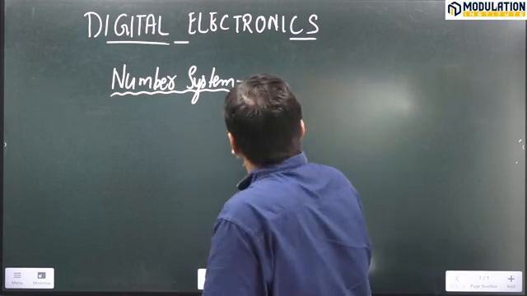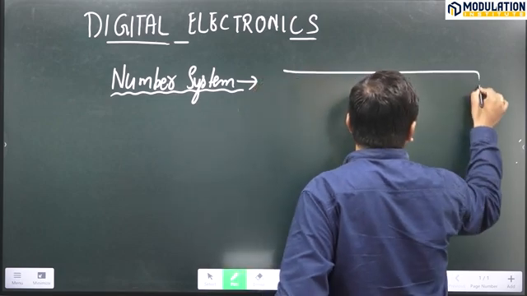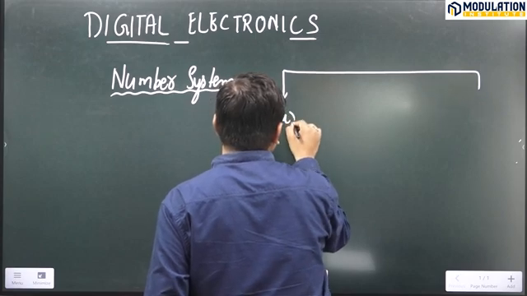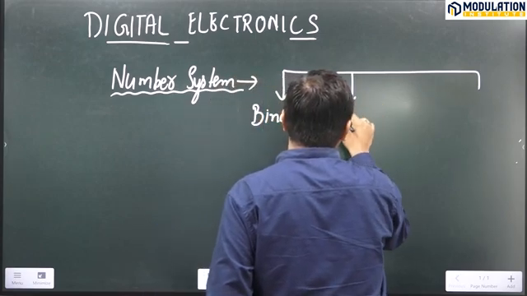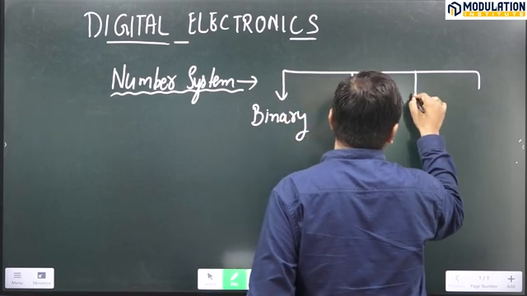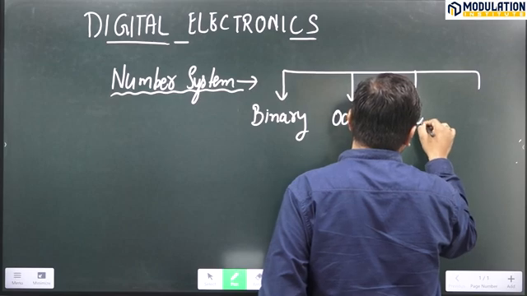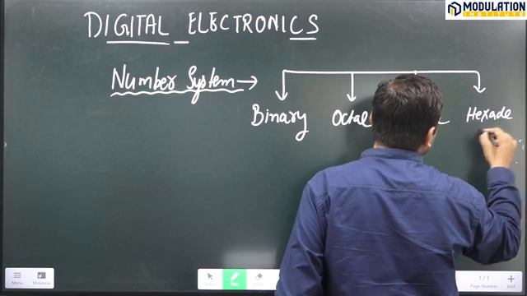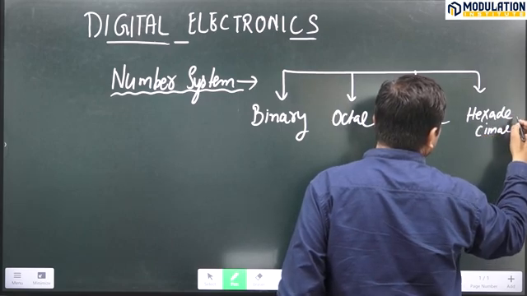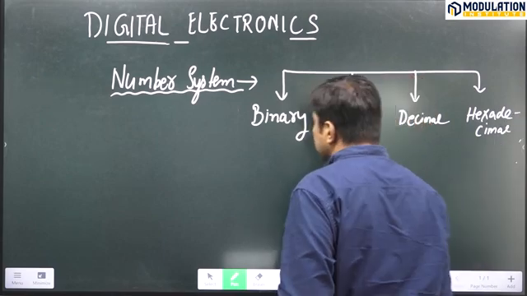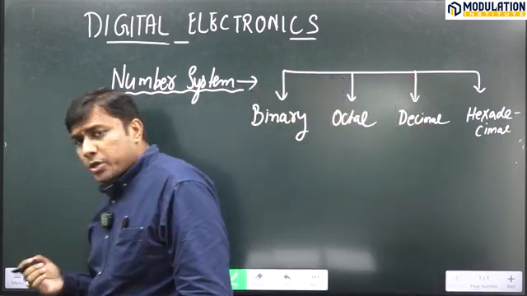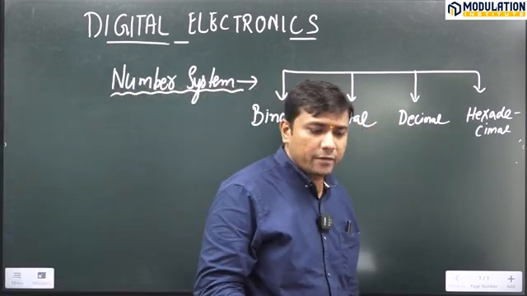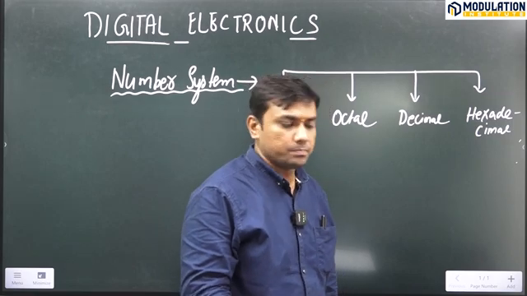So first of all, the types of number system which we have to study: there are 4 types. The first one is the binary number system. The second one is the octal number system. The third one is the decimal number system. And the fourth one is the hexadecimal number system. Now, what is the question that comes? What is binary number system? What is octal number system? What is decimal number system? And what is hexadecimal number system?